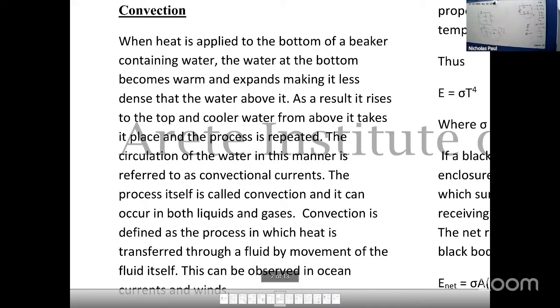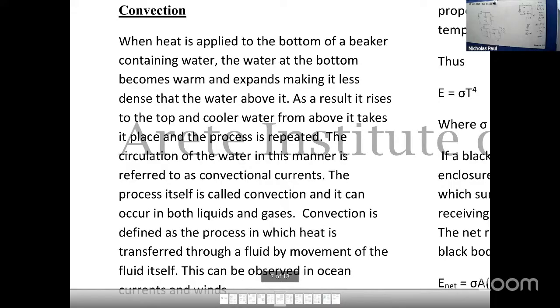Ready? When heat is applied to the bottom of the beaker, the water at the bottom becomes warm and it expands, making it less dense. And what has happened to something that's less dense? It will rise, right? So as a result, it rises to the top, and the cooler water from above takes its place, and the process is repeated. The circulation of water in this manner is referred to as convectional currents.